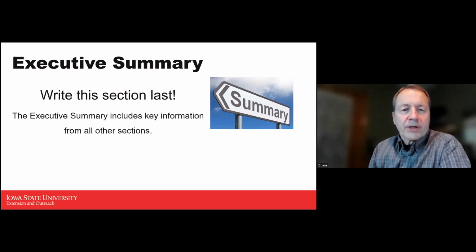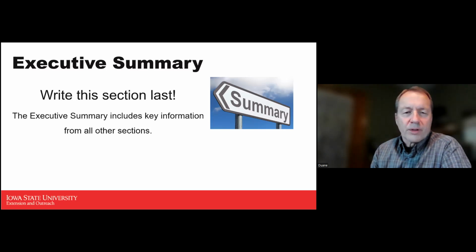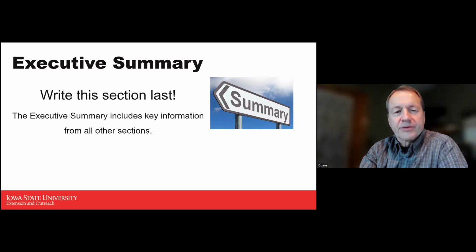And although the executive summary comes first, we write this section last. The executive summary is going to include information from all the other sections. So first, we're going to go ahead and write the entire business plan, and then we're going to come back and write our executive summary, pulling information out of each of the other sections.